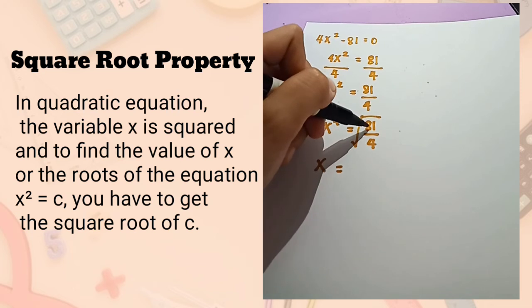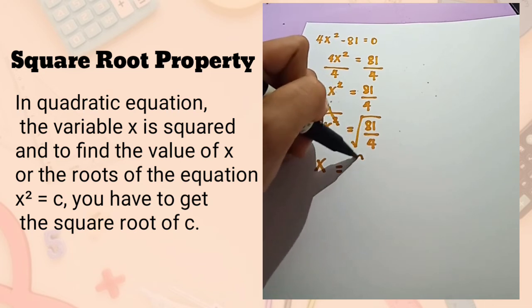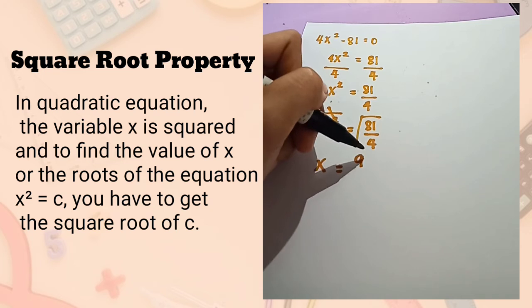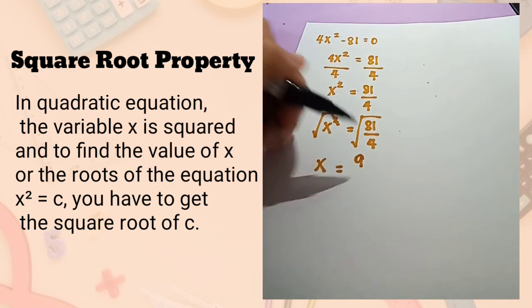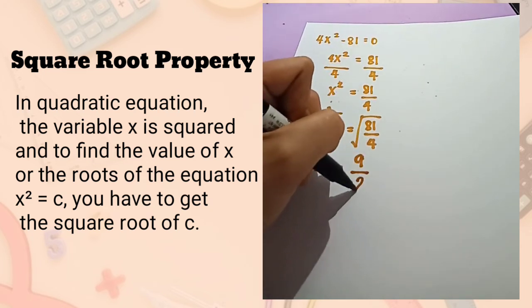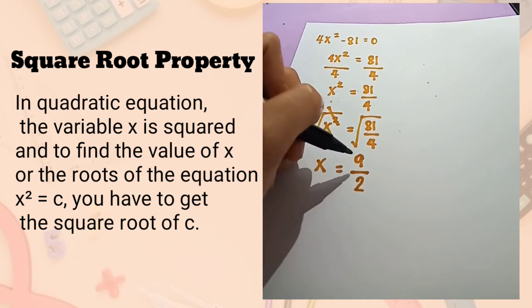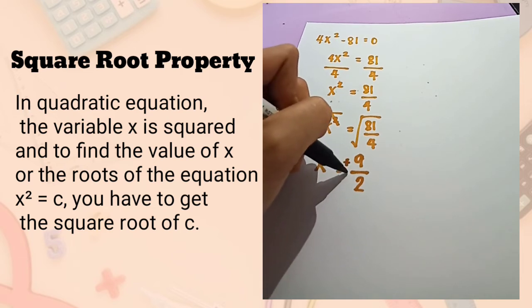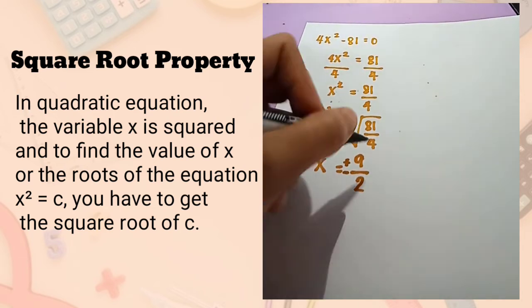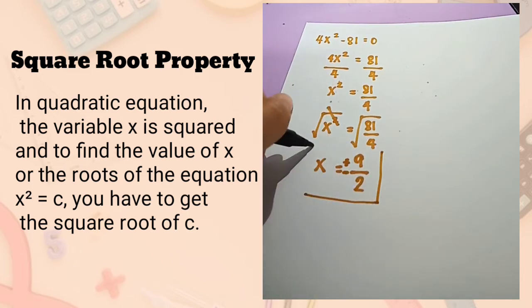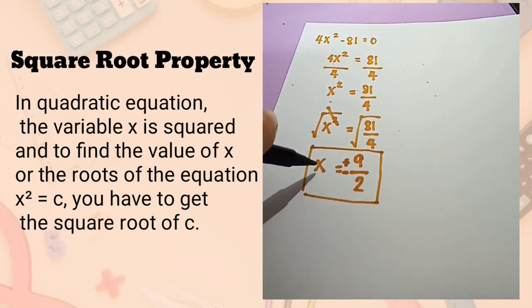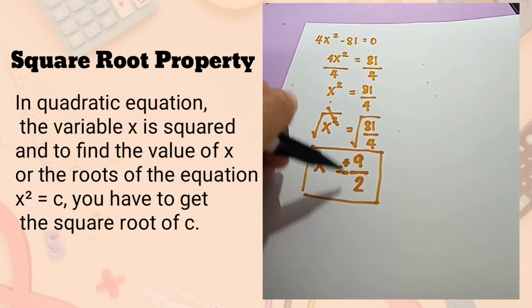Then, the square root of 81 is equals to 9. And the square root of 4 ay equals to 2. So, over 2. Then, since dalawa ang ating roots dito na isang positive at isang negative. So, ang ating answer ay x or ang ating roots of quadratic equation ay x is equals to positive 9 halves or 9 over 2 and negative 9 over 2.